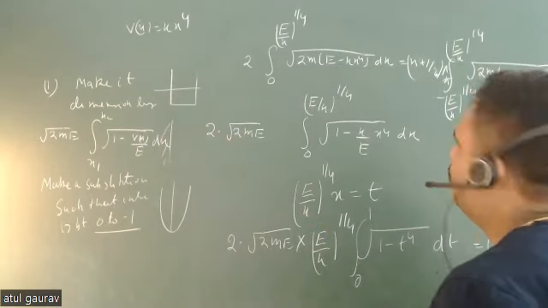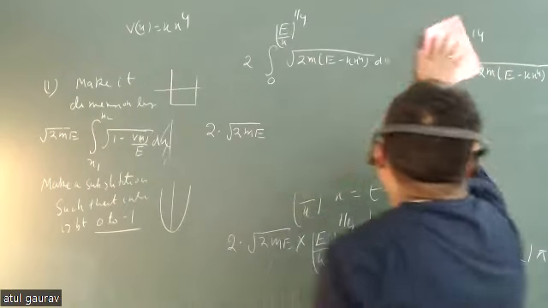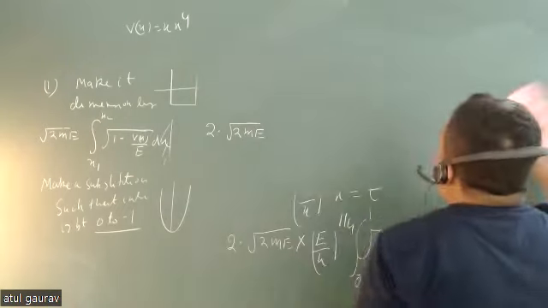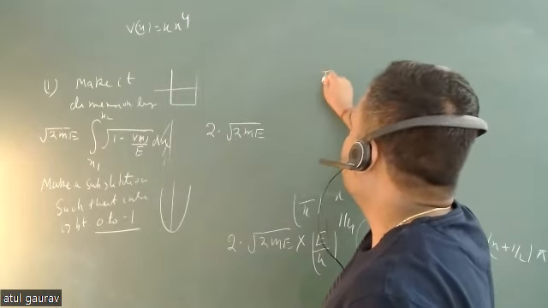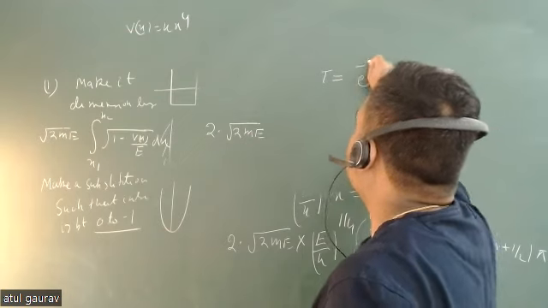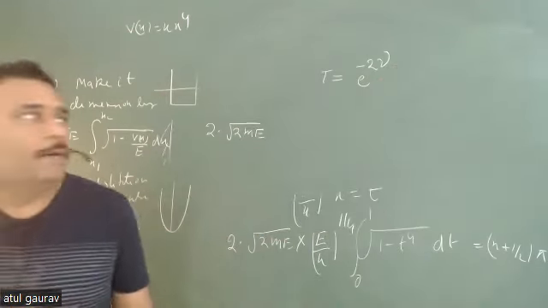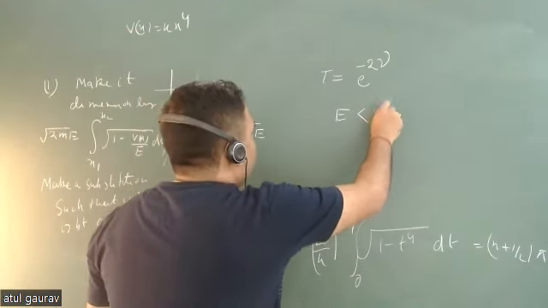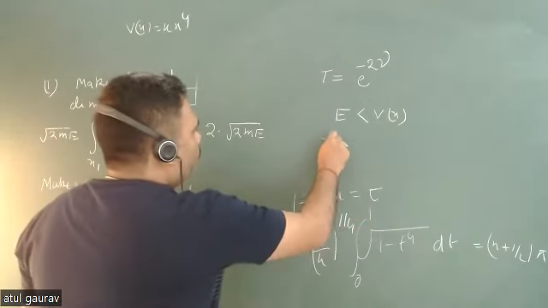And one more thing you have to go for, that is what? Tunneling probability. So what is your tunneling probability? Anyone? E to the power minus 2 gamma. That is your tunneling probability. What is the value of gamma? And tunneling will be possible if E is less than V(x). So what is your gamma?